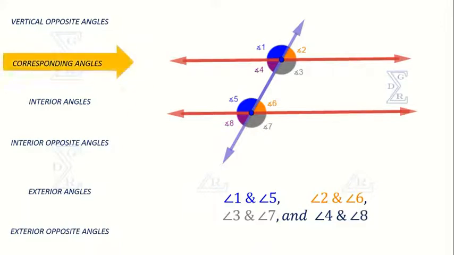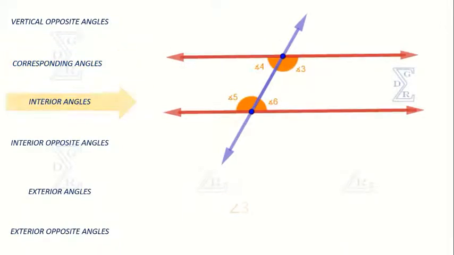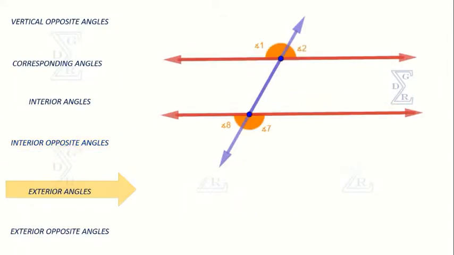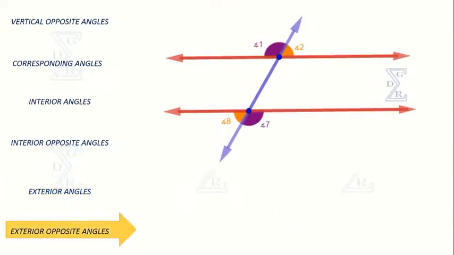The interior angles in the adjacent figure are angles 3, 4, 5, and 6. In this, the interior opposite angles are: for angle 3 it is 5, and for 4 it is 6. The exterior angles in the adjacent figure are angles 1, 2, 7, and 8. In this, the exterior opposite angles are: for angle 1 it is 7, and for 2 it is 8.